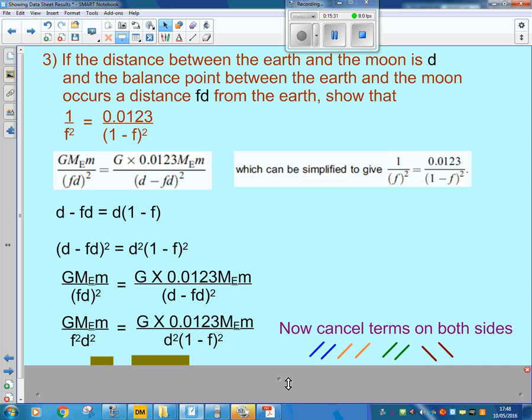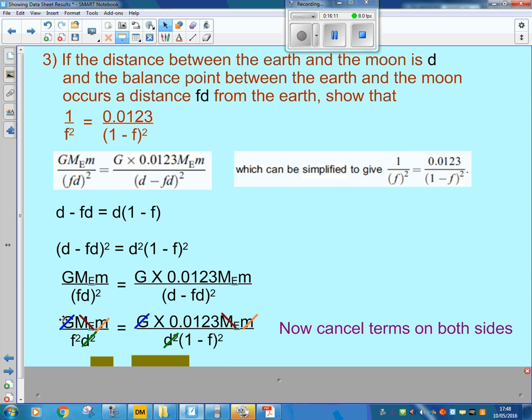Now let's cancel as many terms as we can on each side. So I can cancel the G. That means I'm dividing both sides by G. I can also divide both sides by M_e, because you see M_e is on both sides. So that can go. I can also divide both sides, I can move it across, by m. So let's get rid of the little m. And I can finally divide both sides by d squared. So if I do that, let's see what's left.